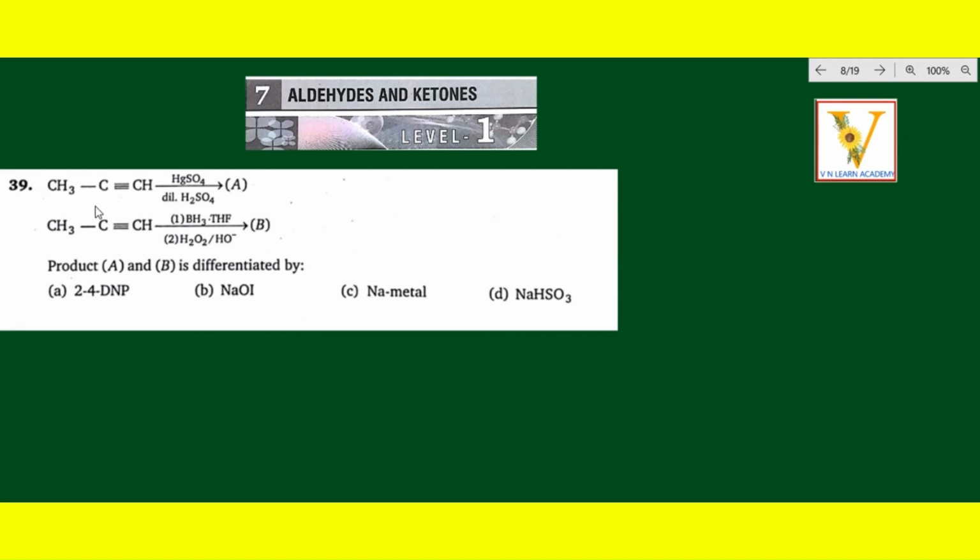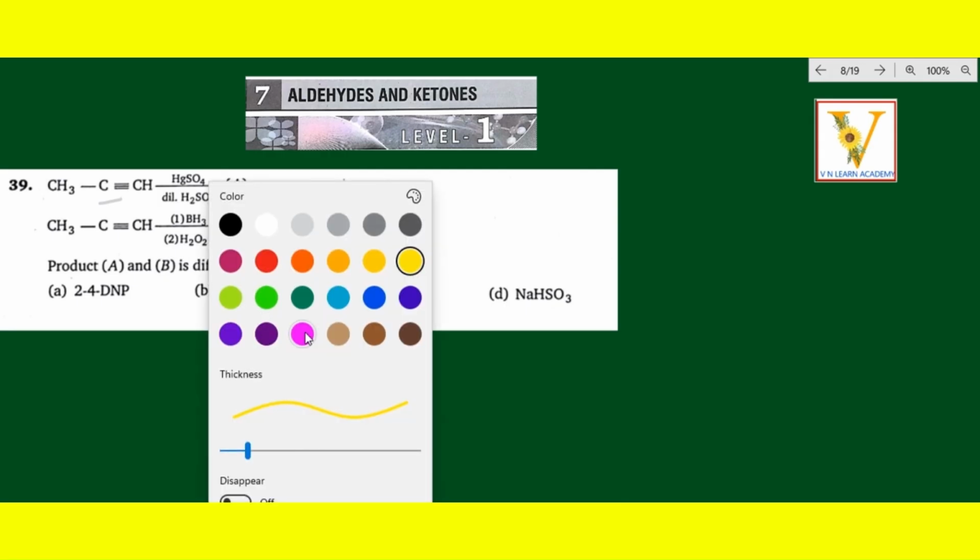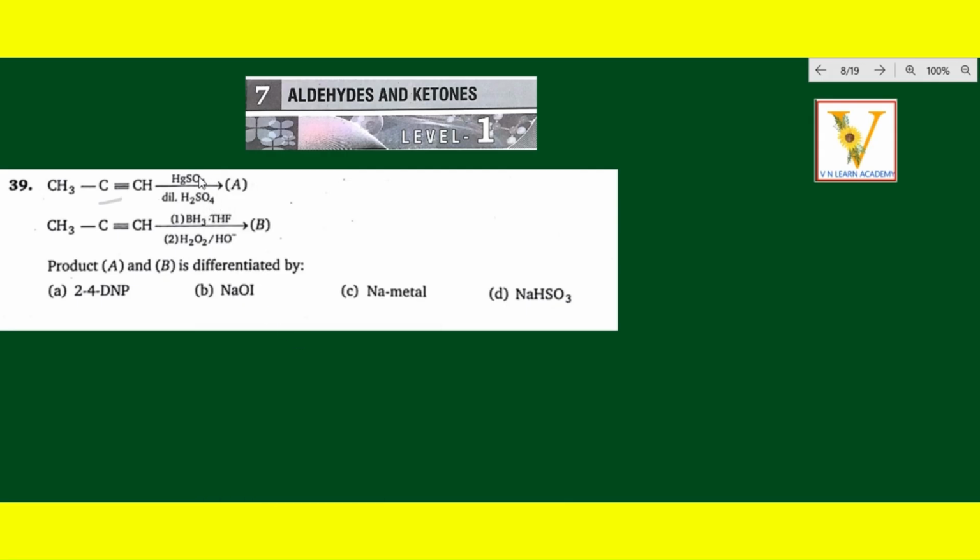Triple bond CH, that is an alkyne. The alkyne is combined with HgSO4 and dilute H2SO4, and you get product A. The same alkyne combined with diborane, that is anti-Markovnikov's rule, gives product B. Product A and product B are to be differentiated by 2,4-DNP, sodium hypoiodite, that is the iodoform test, sodium metal, and sodium bisulfite. Let us check one by one what product we are getting.